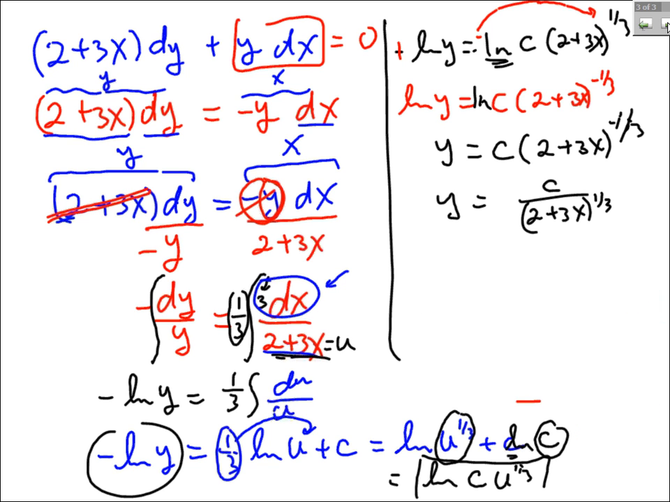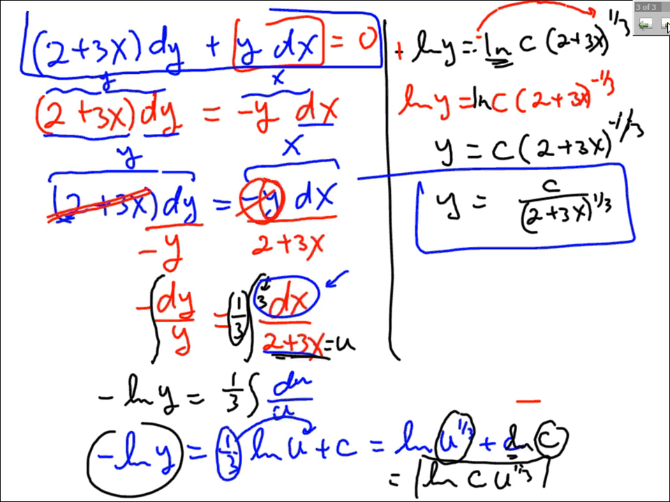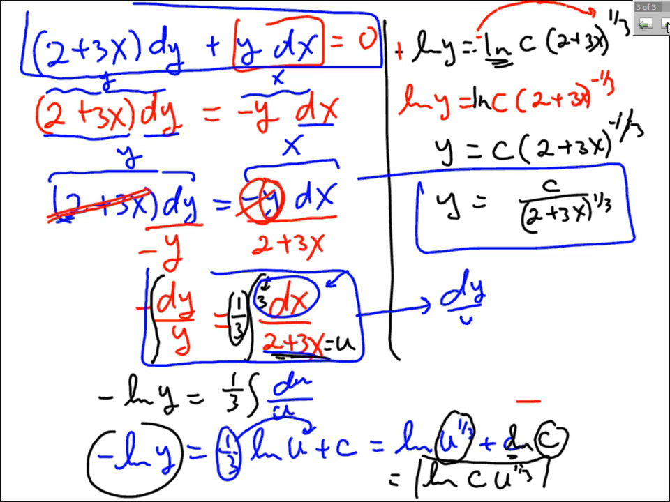We solved our first differential equation. And remember that this equation right here was the same as this equation. That is, it was the same as negative dy over y is equal to dx over 2 plus 3x.